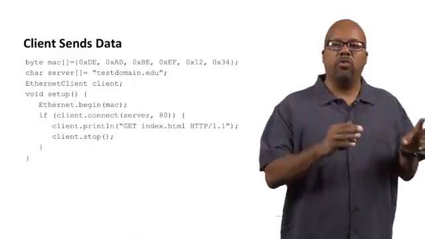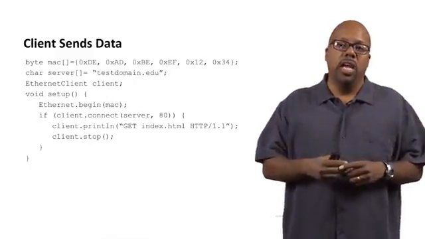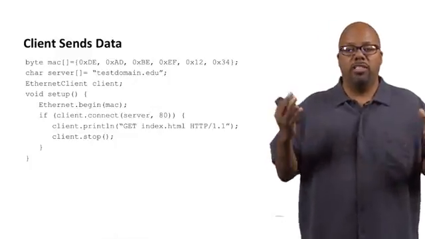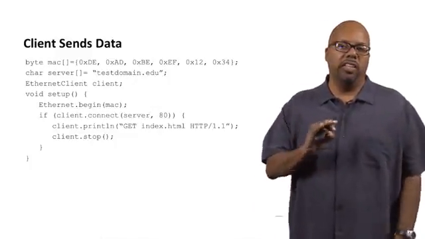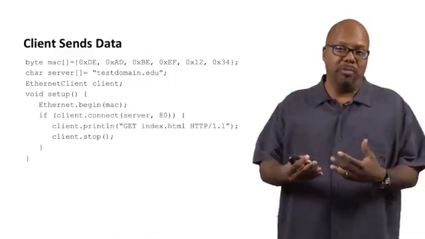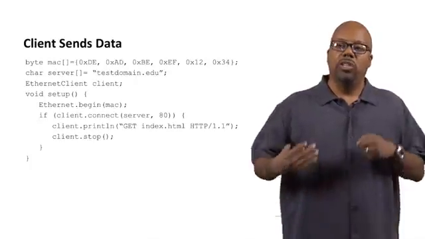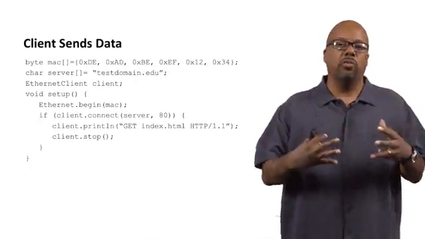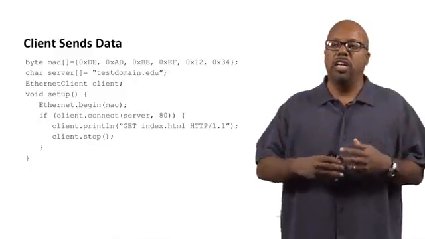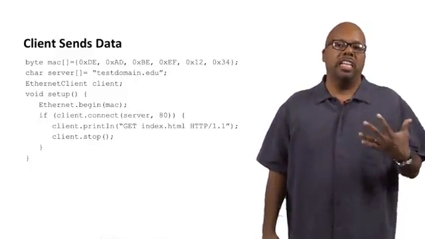So calling println is sending that string to the server, and then we call client.stop to stop communication, which, by the way, would be a silly thing to do because we wouldn't want to stop the communication immediately. We'd want to wait to receive the answer back, but we could do that. Anyway, in this instance, we're just sending this one string requesting some information, and then we stop communication. So this is a typical client sending data to a server.